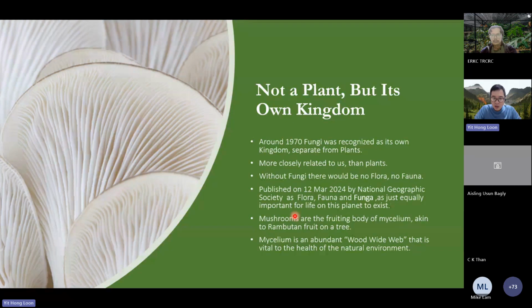Okay. So mycelia is a huge network. Scientists name it the World Wide Web. It's a huge network that stays under the ground. It grows deep into the soil and covers a huge land area. So it's important for the forest ecosystem.